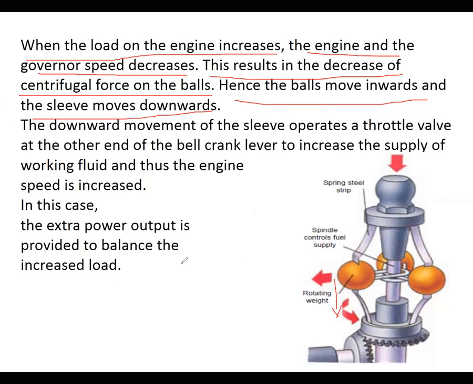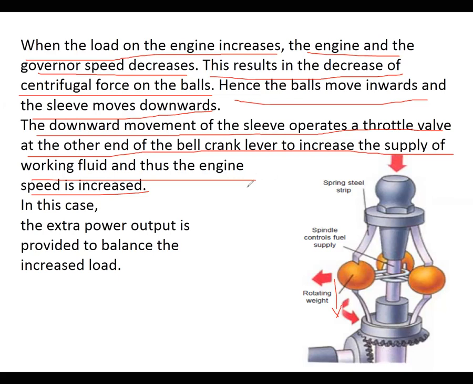Last class I showed you the sleeve, which moves in the downward direction. The downward movement of the sleeve operates the throttle valve at the other end of the bell crank lever, which increases the supply of the working fuel, and thus the engine speed increases. So when the balls are coming down, when the speed is decreasing, the throttle valve opens. When the throttle valve opens, the fuel supply increases. Once the fuel supply to the engine is more, the engine provides sufficient power.